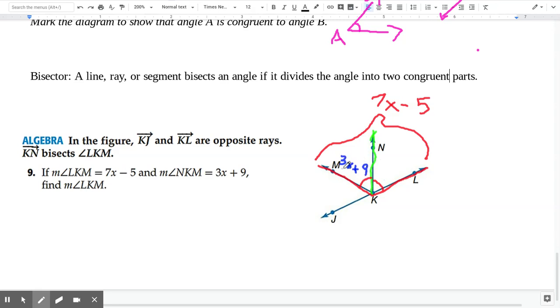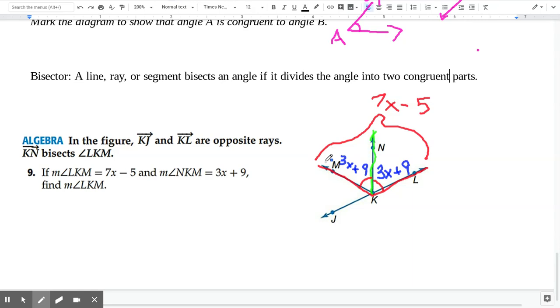So even though we don't know the exact number, is it 45 degrees? Is it 37 degrees? What we do know is that the measurement is 3x plus 9, so this measurement over here would have to be the same, meaning we can also fill in this space with 3x plus 9. And it is a good idea to fill in your diagrams with things that you know, because then you get a visual of what's going on. And what we can see now is we have a large angle here with two smaller angles inside, and that is how we define angle addition property. We said that a small angle plus another small angle equals the big angle that they make up.